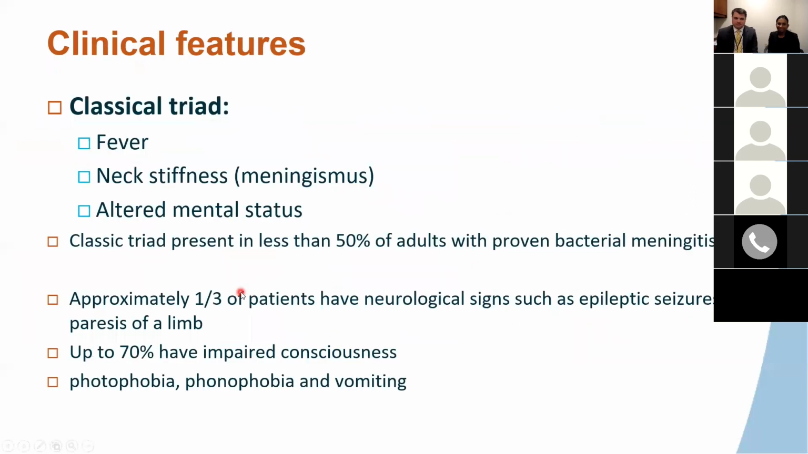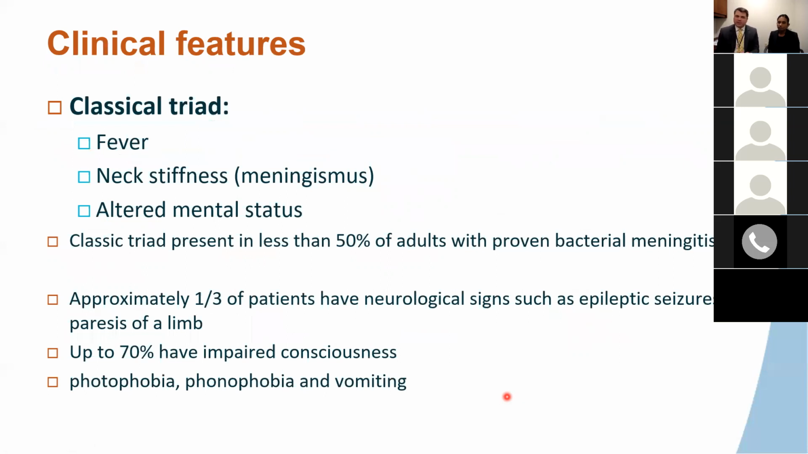Yeah. So here are the clinical features. The classic triad: fever, headache, so this is fever, neck stiffness, and altered mental status. Now this is the classic triad, but it isn't seen in everybody. Here it says the classic triad is present in less than 50% of adults.